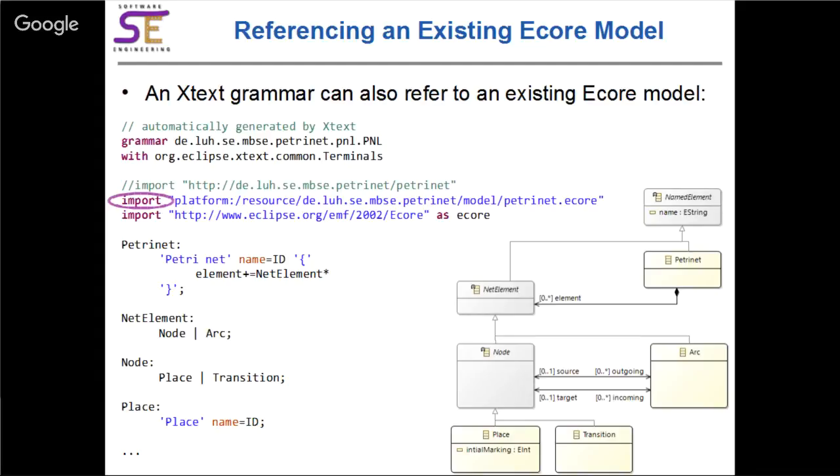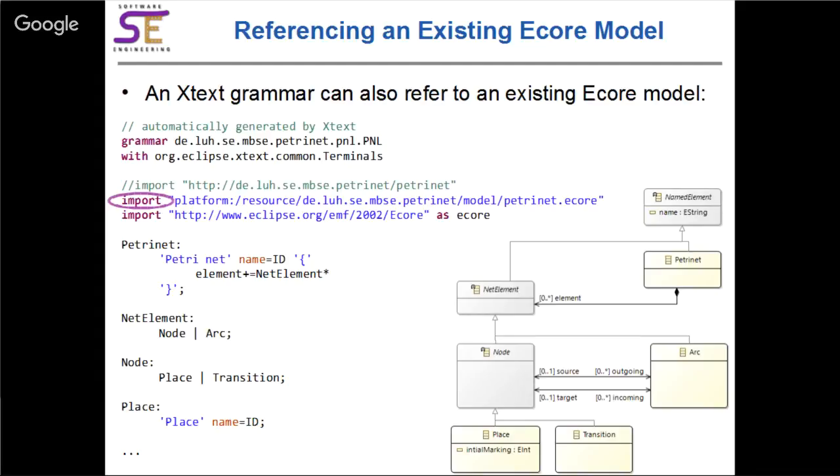So this is now something which we can import. So it means everything we define now in our Xtext grammar has to refer correctly to the existing meta model types and attributes that we have. Otherwise we will have an inconsistent grammar, and we will get error markers.